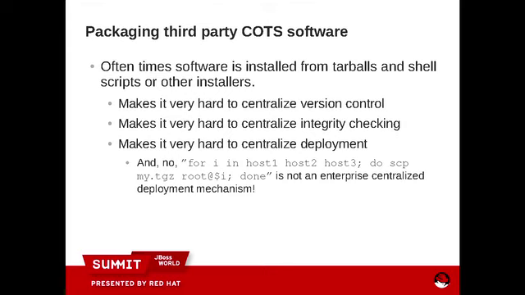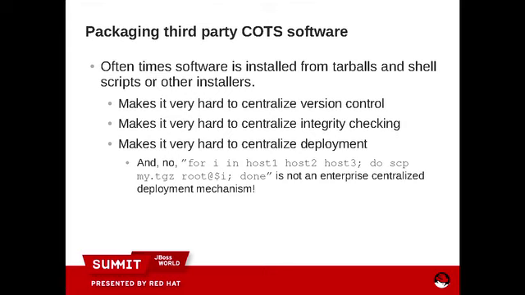Because you'll hear me say you should never ever deploy non-packaged software on a package-based system. I don't care if it's Debian debs or Red Hat RPMs. Doing tarballs just is awful. So how do I do that? How do I make that happen? It does make it hard to centralize version control, it makes it hard to centralize integrity checking, and it makes it hard to centralize deployment. And no, for i in host1, host2, host3, do scp, blah, blah, blah, is not an enterprise software deployment system.